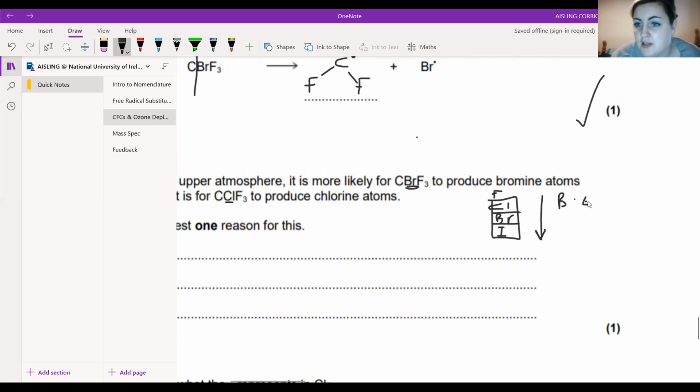And there's a reason for that, to do with the size. Fluorine to chlorine, this gets bigger, this is even bigger. So there isn't as strong of an attraction between the lone pair and the nucleus. So it's going to take a lot less energy to break it off.